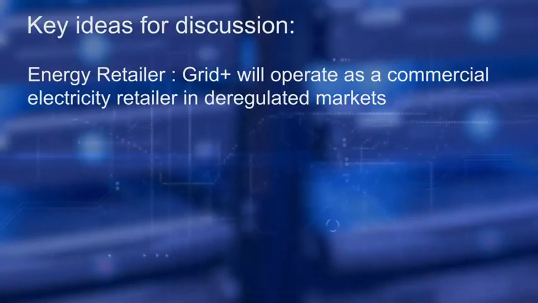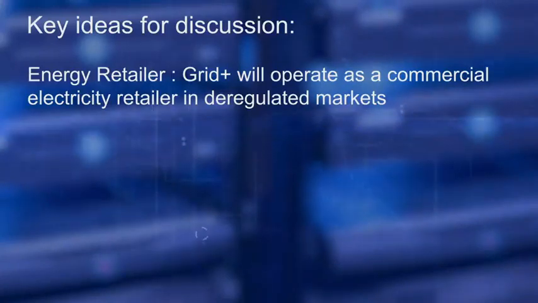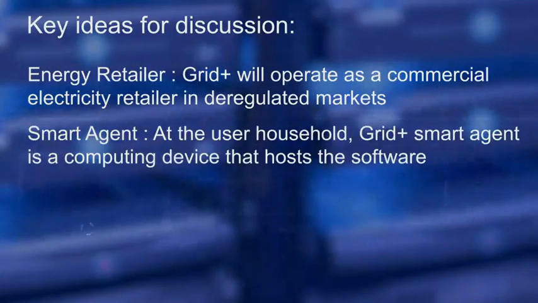These are the key ideas for Grid Plus. Energy retailer: Grid Plus will operate as a commercial electricity retailer in deregulated markets. The second key idea is that of a smart agent. At the user or customer household, a Grid Plus smart agent is a computing device that hosts the software for blockchain transactions, a multi-signature crypto wallet with PKI security, and off-chain payments for faster confirmations.